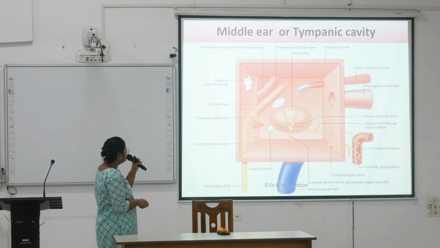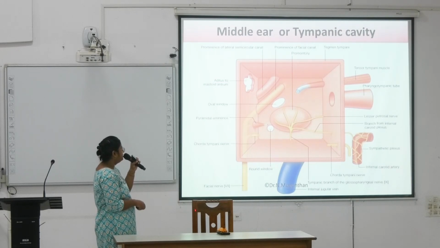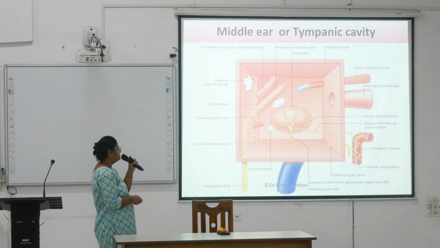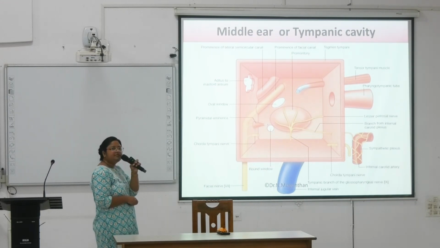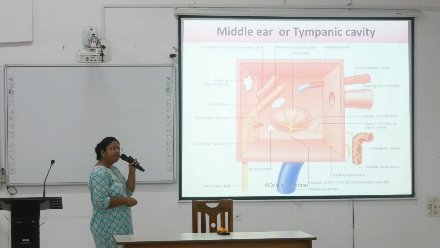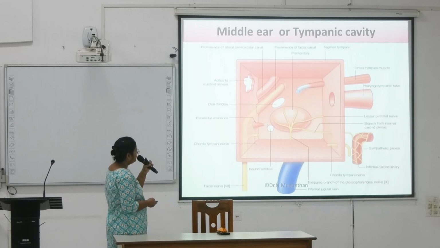Okay, and in the inferior wall there is a prominence for the jugular bulb. This is the internal jugular vein, forming the superior bulb just below the inferior wall. Okay, understood? Next.